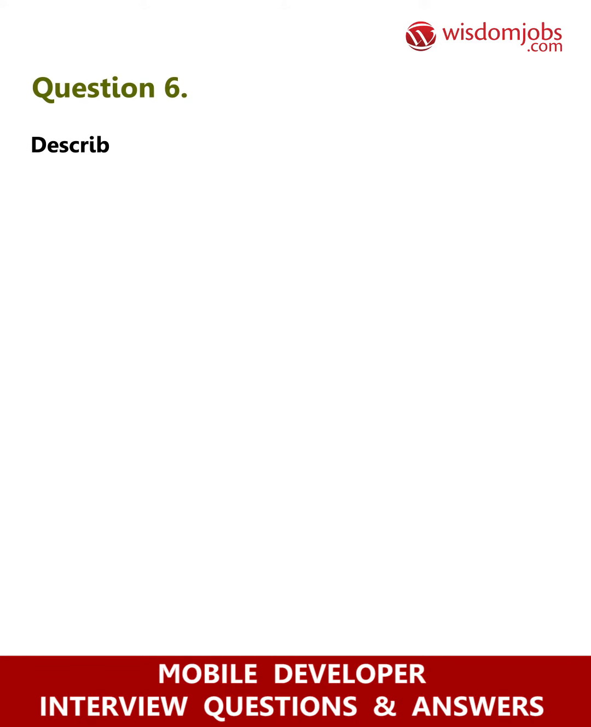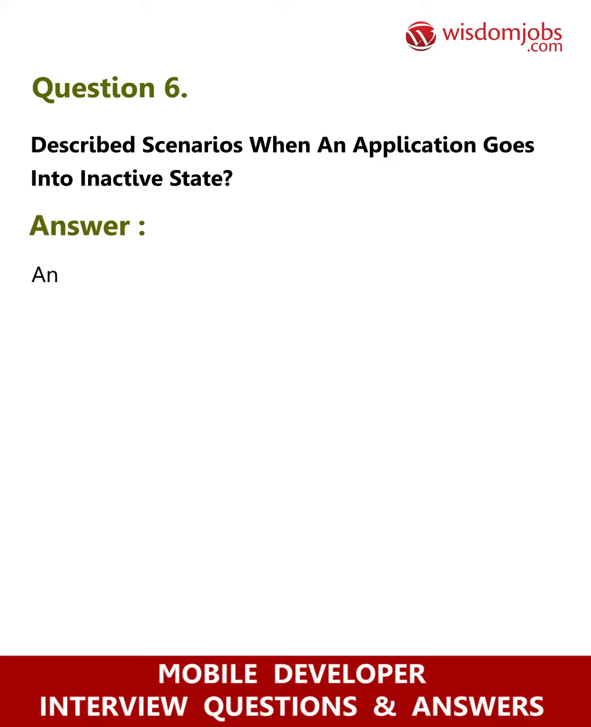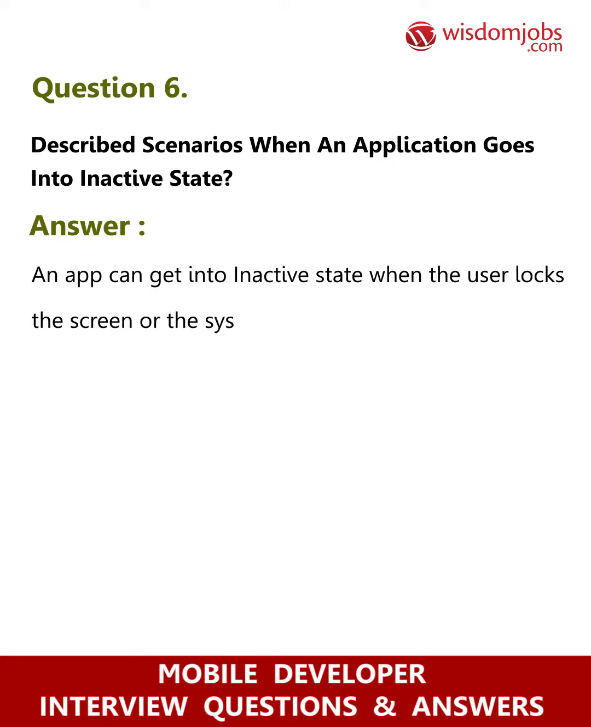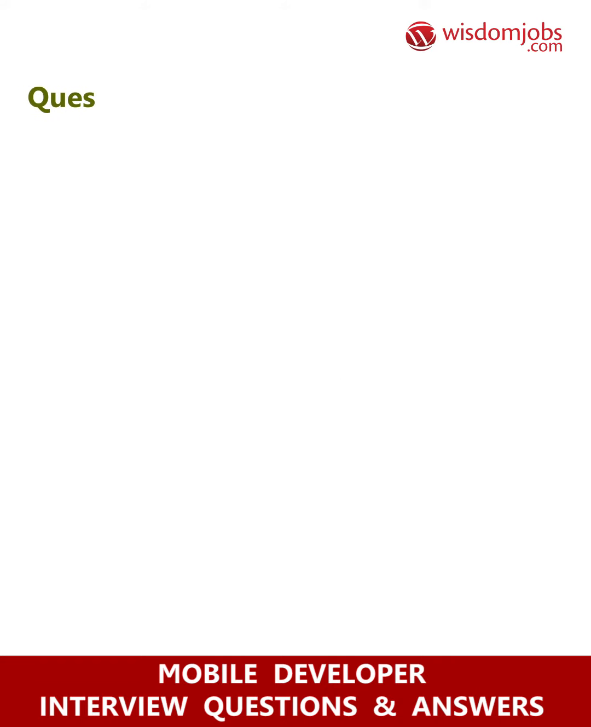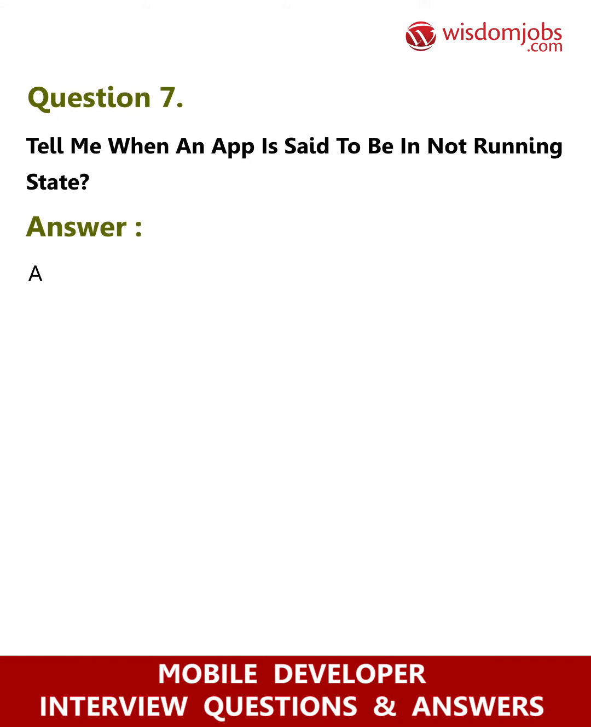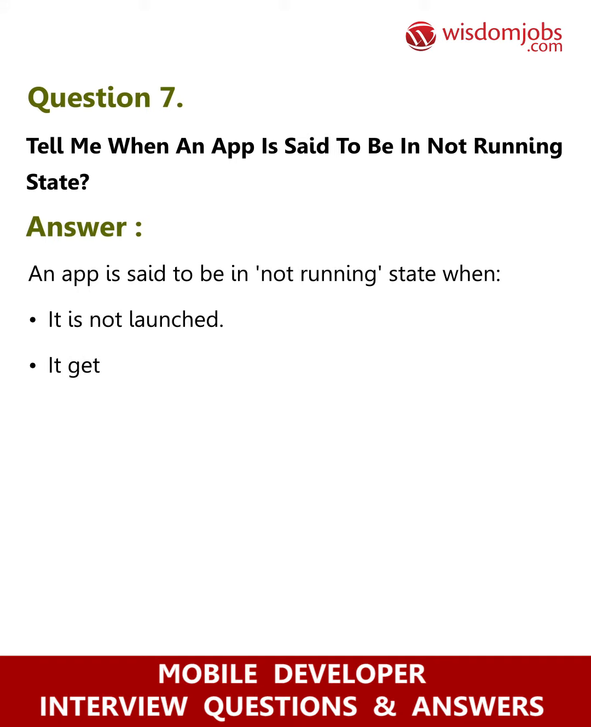Question 6. Describe scenarios when an application goes into inactive state. Answer. An app can get into inactive state when the user locks the screen or the system prompts the user to respond to some event, e.g. SMS message, incoming call, etc. Question 7. Tell me when an app is said to be in not running state. Answer. An app is said to be in not running state when it is not launched. It gets terminated by the system during running.